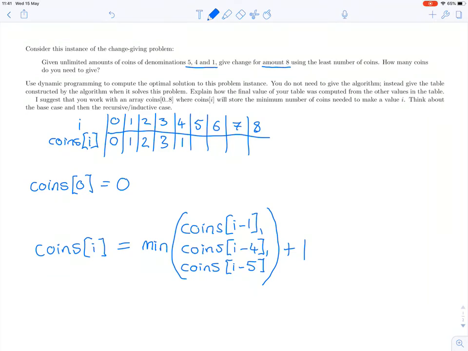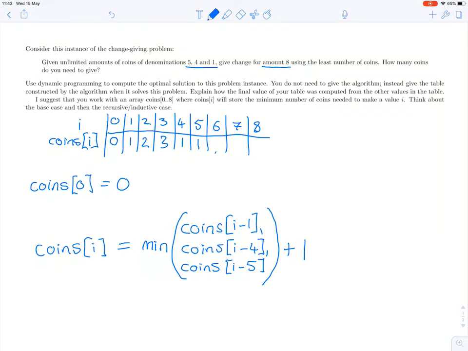Right, we're now ready to use the whole recurrence, so I can consider i minus 1, i minus 4, and i minus 5. And I'm going to take the minimum of those 3, which is obviously 0, and add 1 to it. So again, I'm saying I can give change of 5 in 1 coin, and I do that by just giving a coin of value 5.